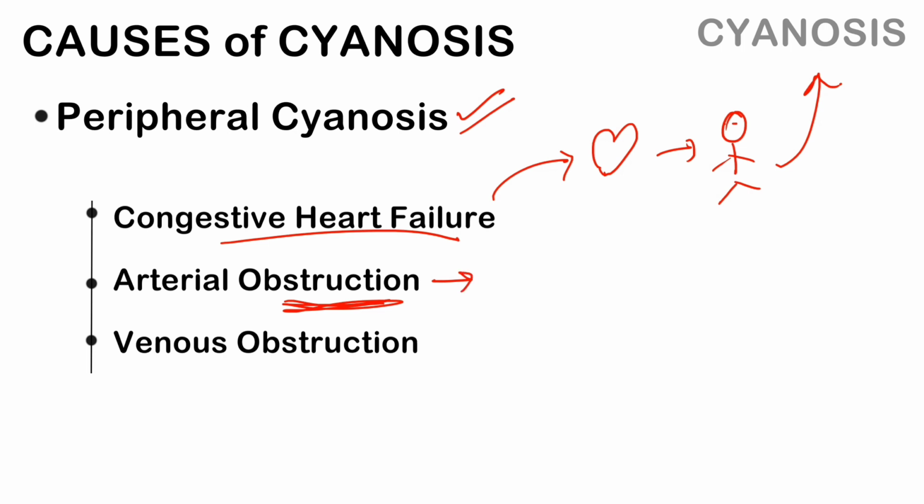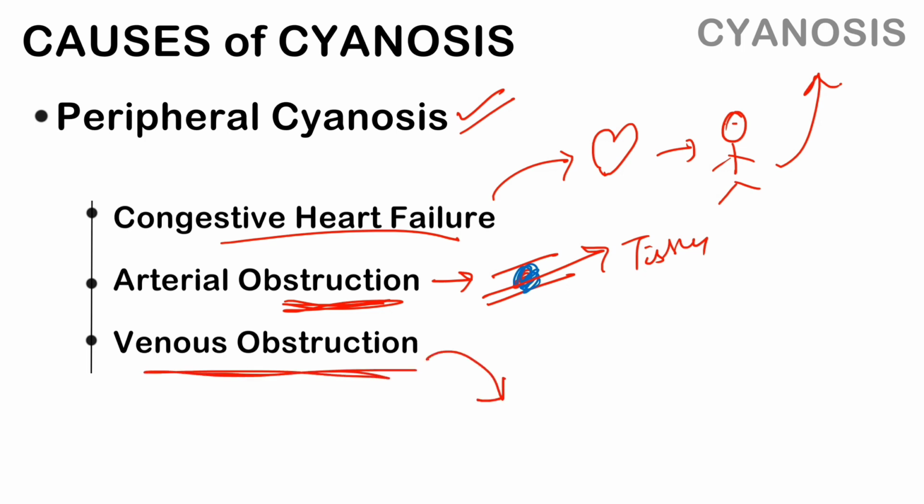Next is arterial obstruction. If the arteries are obstructed, the oxygenated blood will not be able to reach the tissues properly, which will cause cyanosis of the tissues. And due to venous obstruction, if the blood in the veins is obstructed due to narrowing or any other cause, the blood supply to the heart from the body will be decreased, which will decrease the cardiac output and further can cause cyanosis.